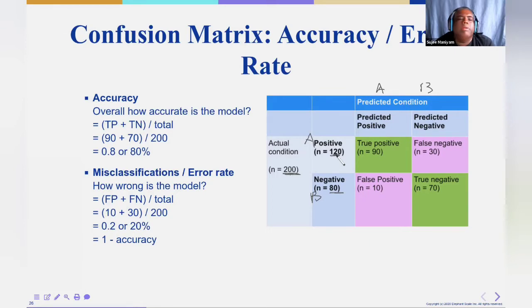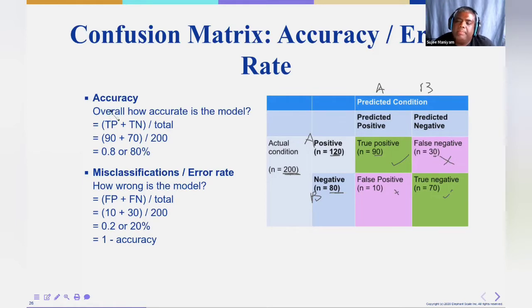So I'm sending 120 A's. Out of 120, it finds 90 as A correctly. 30 are misclassified as B. Now, when I send in 80 B's, out of 80, 70 are correctly classified. 10 are misclassified as A. So now we know how to read this, so let's calculate some scores.